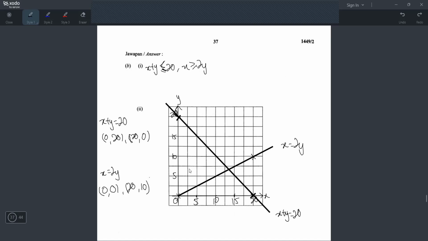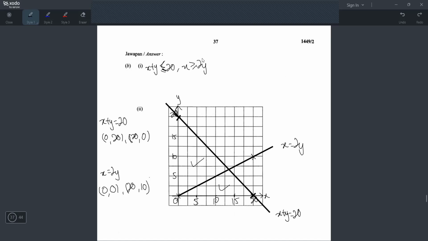So my shaded region could be here, it could be here. It cannot be here. It cannot be at the negative one because X and Y represent number of customers. So you will not get negative. The number of people cannot be negative. So it's either this triangle or this triangle. Okay, let's look at the next inequality.